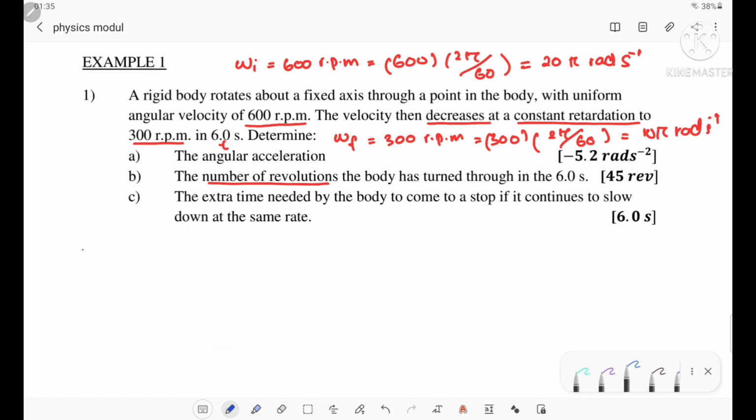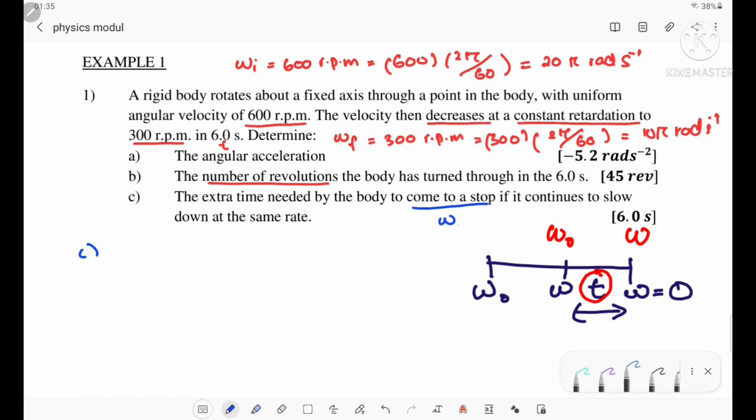For question C, determine the extra time needed by the body to come to a stop if it continues to slow down at the same rate. Coming to a stop means that the final angular velocity is equal to 0. So for this question, we're going to use the first equation, omega is equal to omega naught plus alpha t, and then substitute the value for the final velocity.